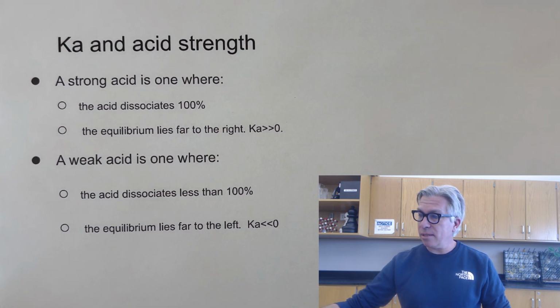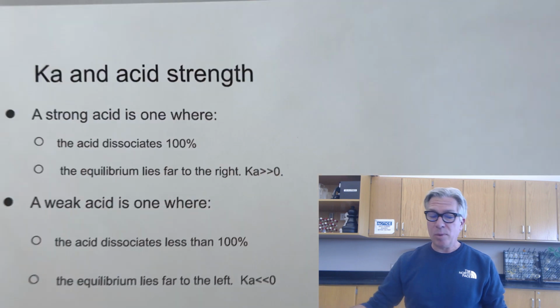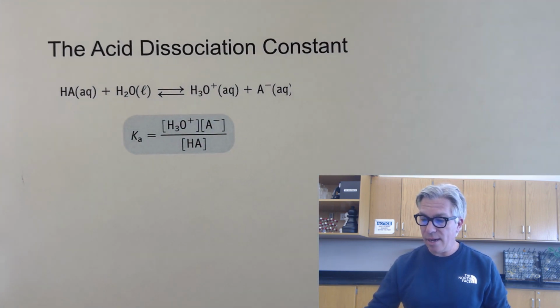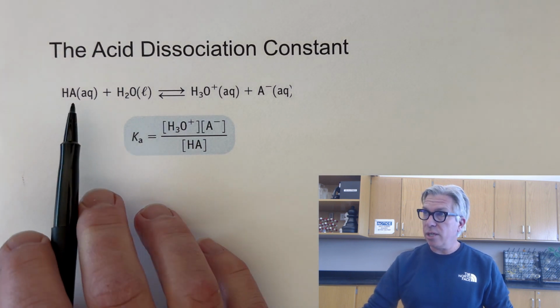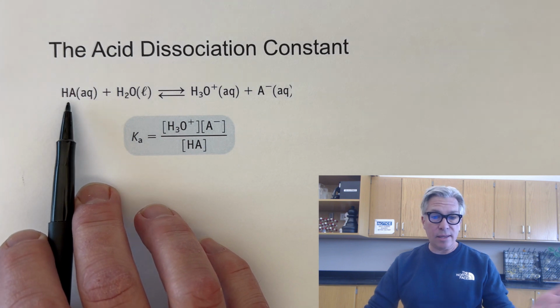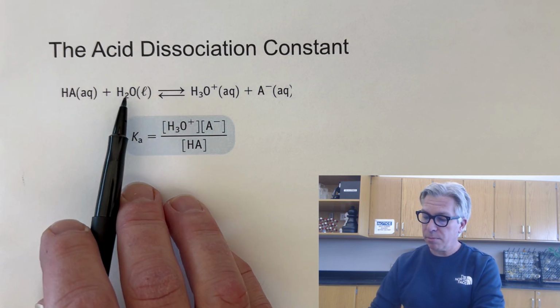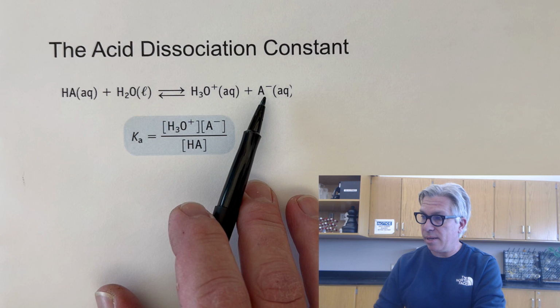And as you might expect, since they set up equilibria, we can actually write an equilibrium constant expression. And we call this the Ka, the acid dissociation constant. And for a generic acid like this one, HA, where A is just a generic anion, plus water makes H3O plus and the anion.